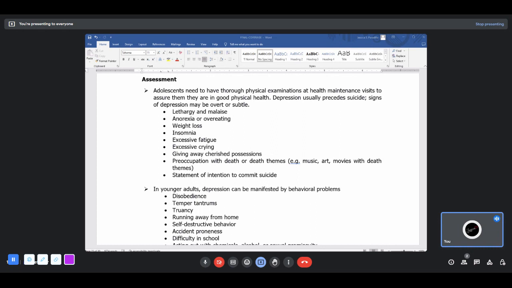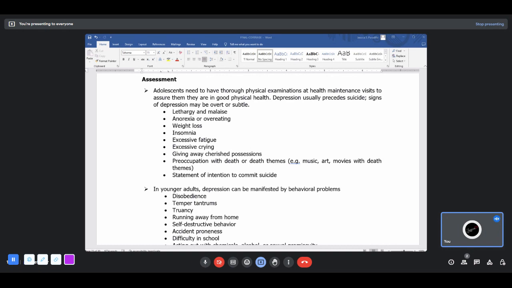Okay? Excessive crying. Di ba? Lagi yan. Depression yan. Kapag hindi siya maka-overcome, matagal lang nangyari pero umiiyak-iyak pa rin. Okay? Giving away cherished possessions. Okay? For example, favorite mo, tapos bigla mong binigay. Okay? Hindi ka na magtataka, favorite mo to, tapos binigay mo. So, pwedeng maging overt sign yan, which is pinapakita niya, shown openly niya, na nagle-let go na siya ng mga important things niya.